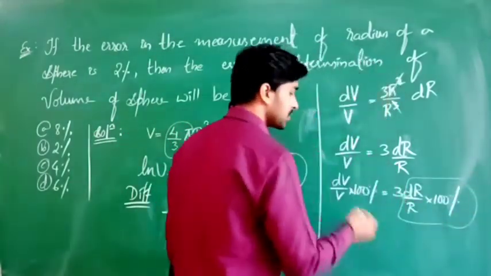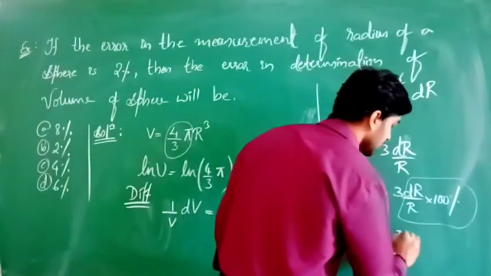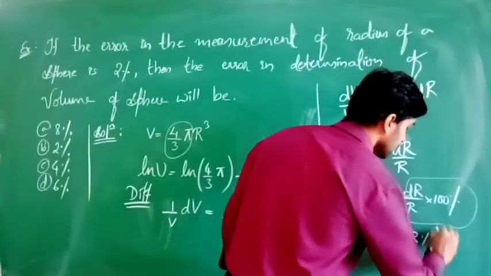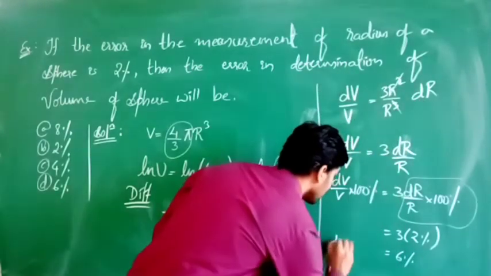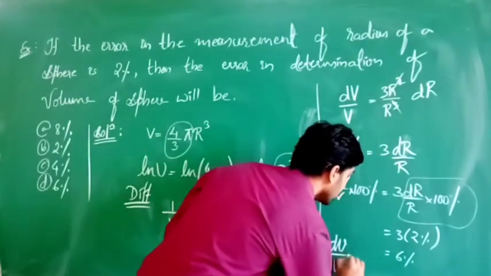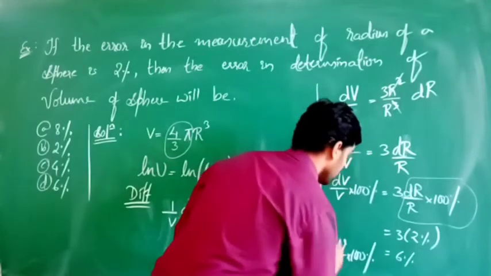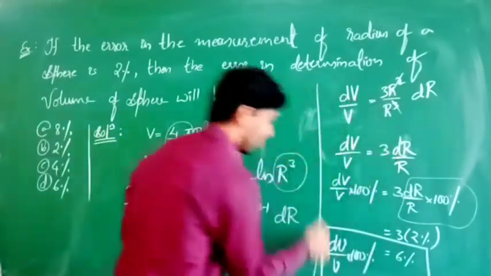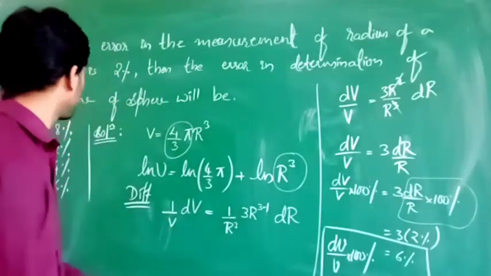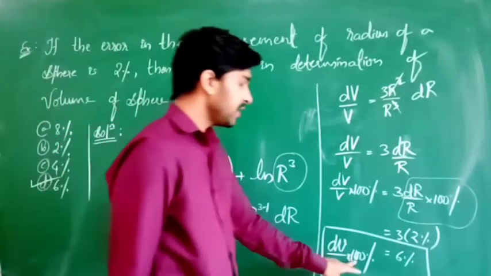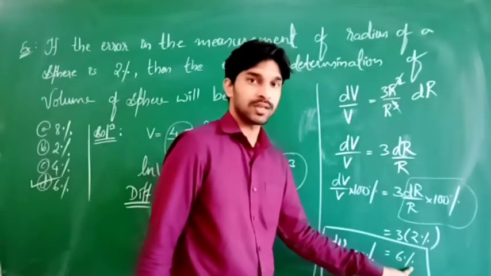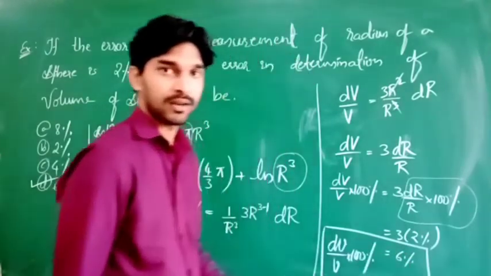So if you substitute the given value of 2%, we get 3 into 2%. 3 into 2 is nothing but 6%. So this is dV by V into 100%. The percentage error of volume is 6%. So option number D is the correct answer. Are you all following? This is dV by V into 100% equal to 6%. Only the box I had kept here. Clear?